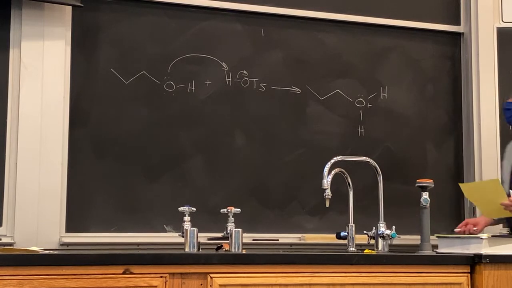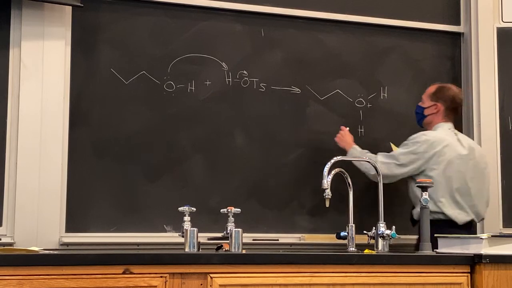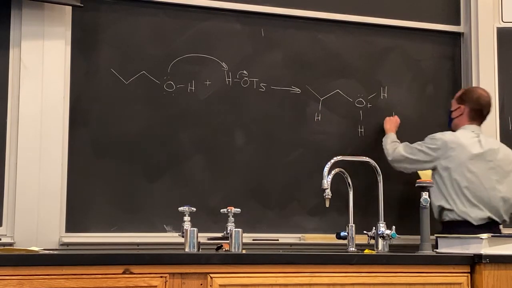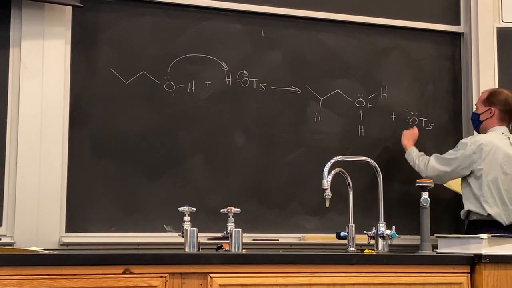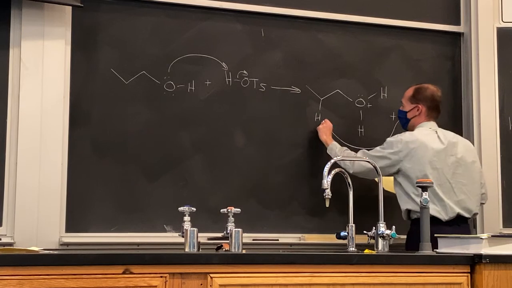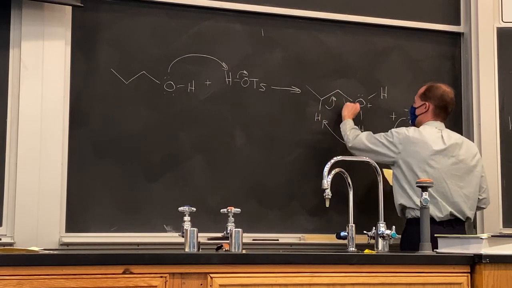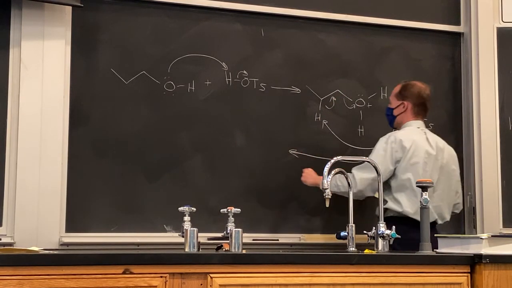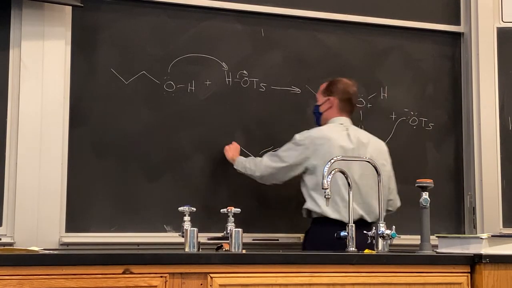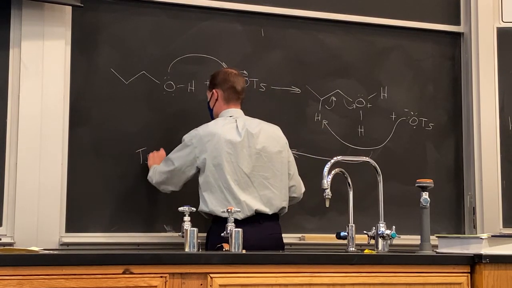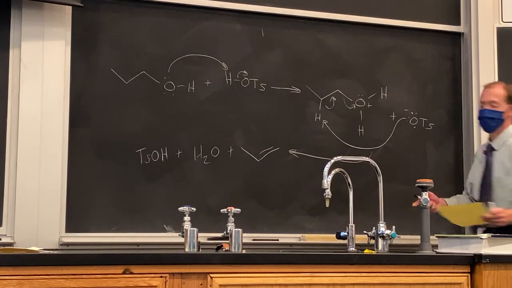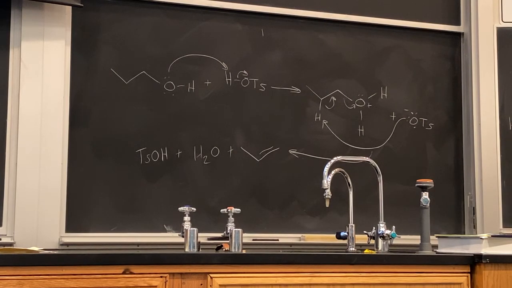Okay, so now we have our oxonium ion, but we're not going to form a carbocation. Instead, we're going to perform an E2 process where the conjugate base, the toluene sulfonate anion, is going to deprotonate, and that's going to give us our alkene. That's going to release water, and that will give us our toluene sulfonic acid back. Okay? So this is an E2 reaction.